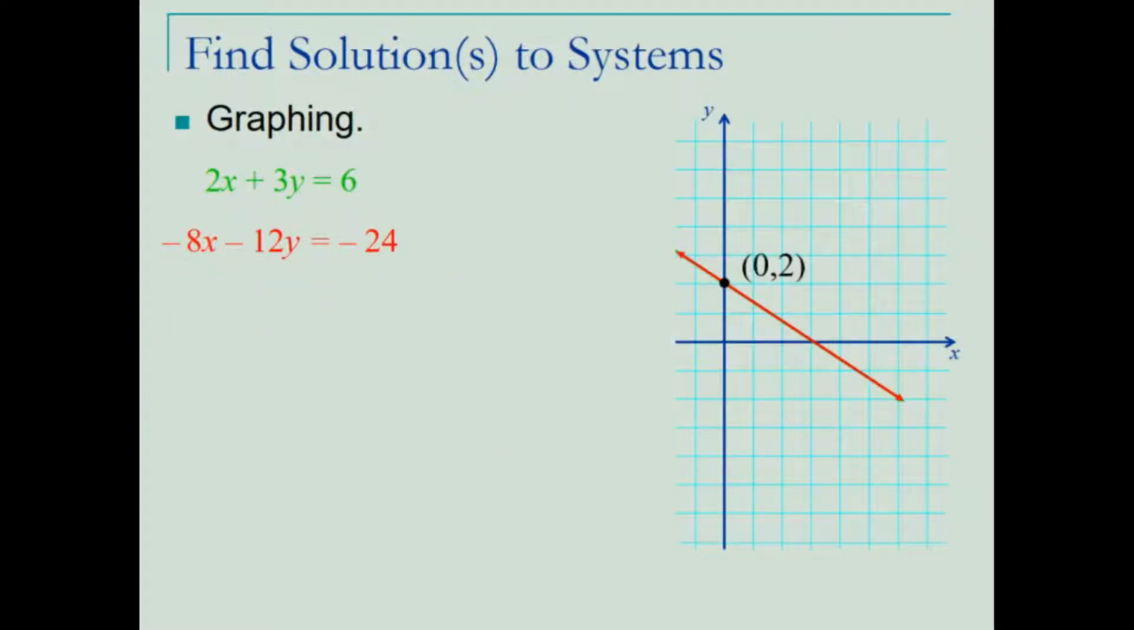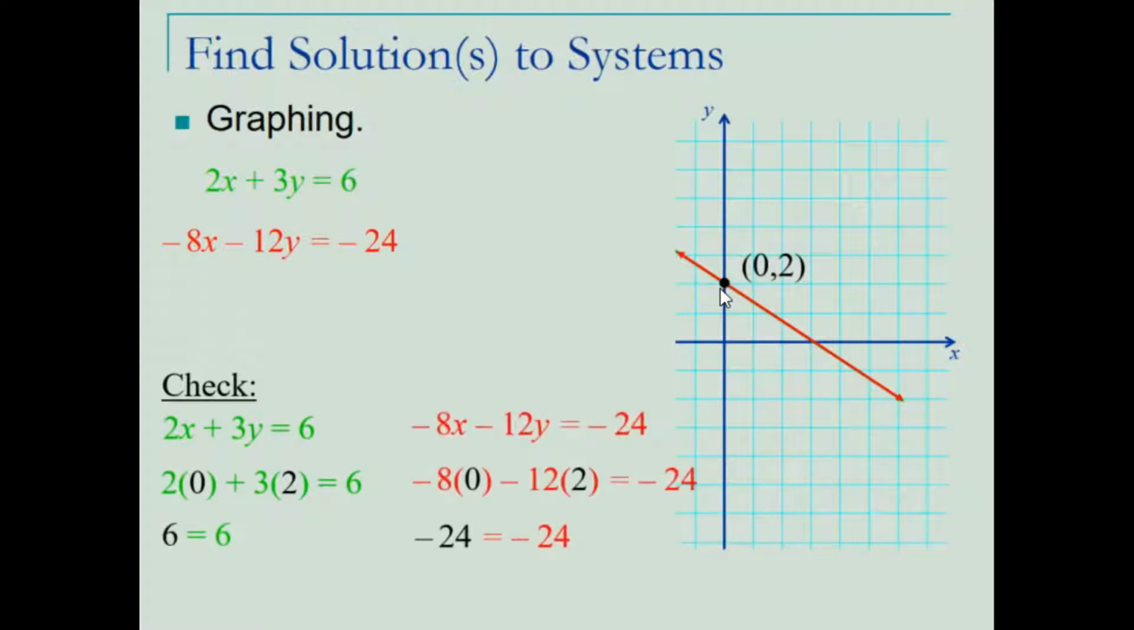For example, here we have the point (0, 2), and just to verify that, replace x with 0 and y with 2 in the first equation. Simplifying gives us a true expression, and likewise if we replace x with 0 in the second equation and y with 2 and simplify, we have a true expression as well. So verifying that this point is a solution to both of the equations, and as a matter of fact, any point on this line will be true for both of these equations. So we have an infinite solution to this system.